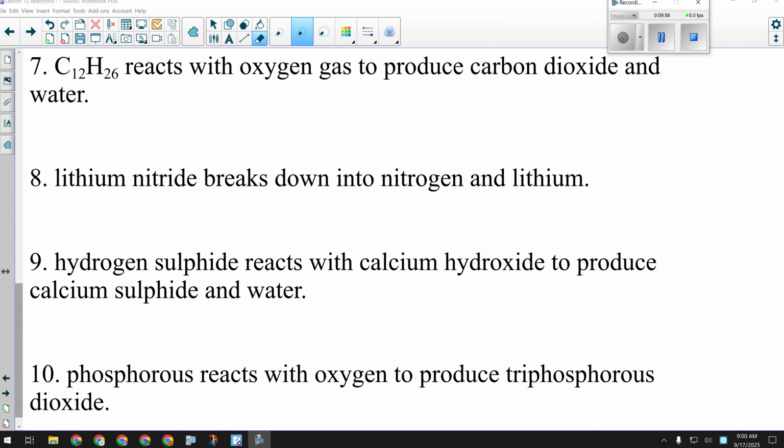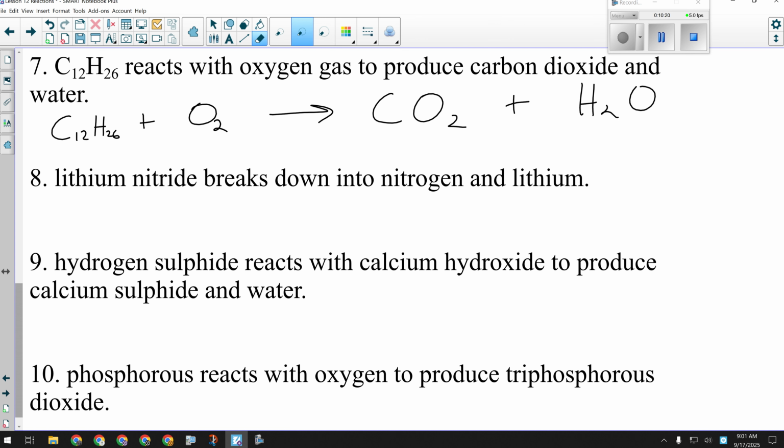I didn't write the name for that. I gave you the formula for dodecane. Okay, that's what it's called. So we'll just write C12H26, and it's reacting with oxygen gas. Got to remember that that's O2. It's one of our special elements. Okay, and that is going to produce carbon dioxide and water. Okay, what kind of reaction is that? It's a combustion reaction. Okay, so you get 1 mark for that. You get 1 mark for having the reaction written correctly.